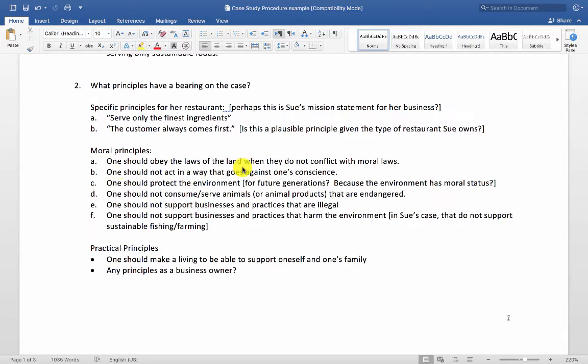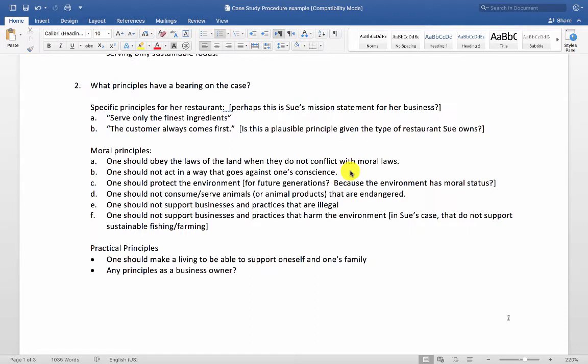Okay, what are some moral principles? Well, you should obey laws of the land when they do not conflict with moral laws. That seems a fine moral principle. Notice they all have a "should." If you want to talk about moral values, you can do that as well. One should not act in a way that goes against one's conscience. One should protect the environment for future generations. One should not consume or serve animal products. Just a note, with this conscience thing, this is very hard to tell. Try not to use this one. I just put it down there when I initially did it.